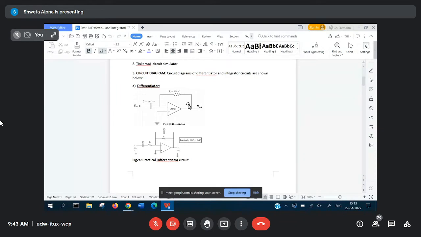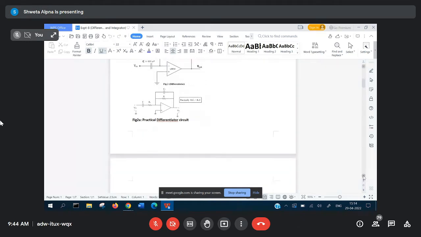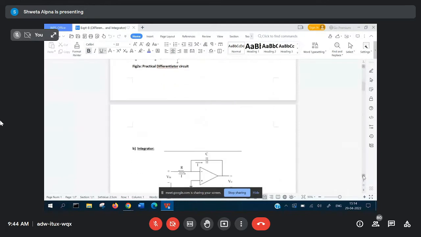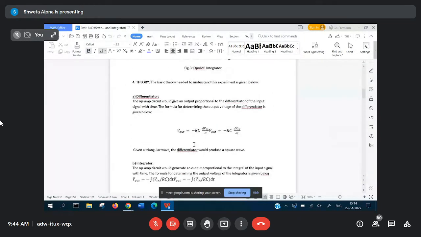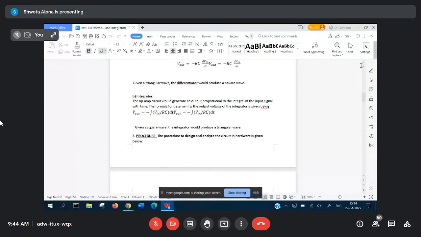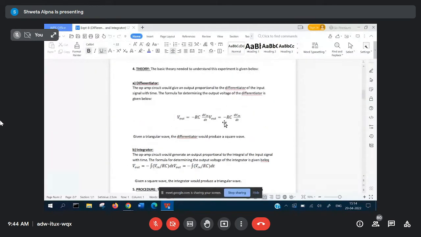Now when you apply Kirchhoff's voltage law in this circuit, in the theory you will do the current analysis and apply KVL and KCL. You will find that after derivation, the output equation V out from this circuit connection is minus RC into d by dt of V in. So the output is V out equal to minus RC d by dt of V in, meaning the output becomes the differentiation of the input.